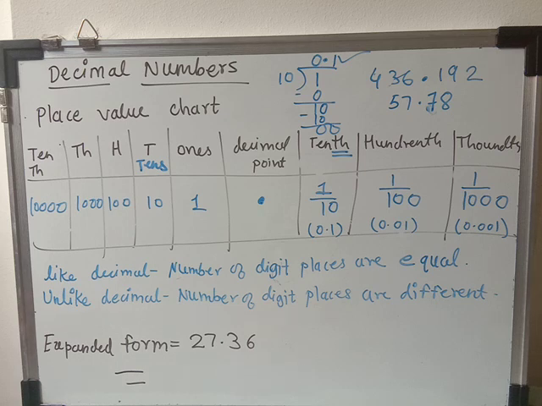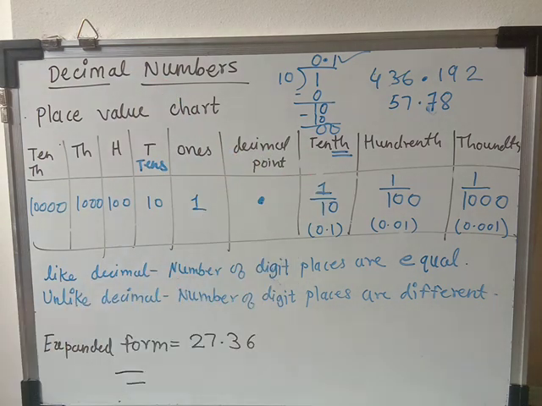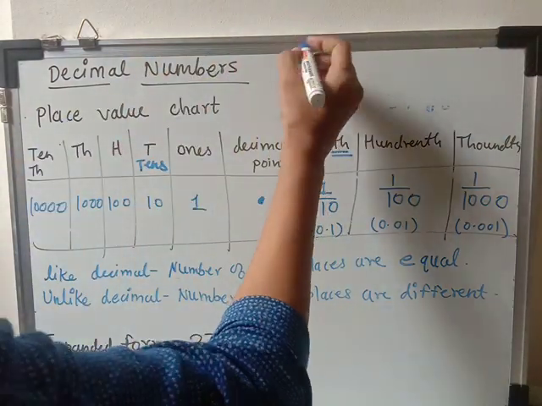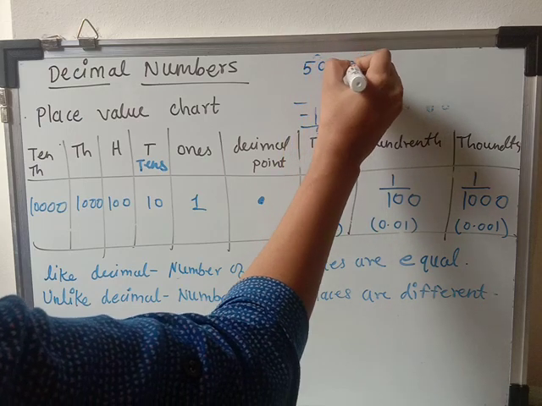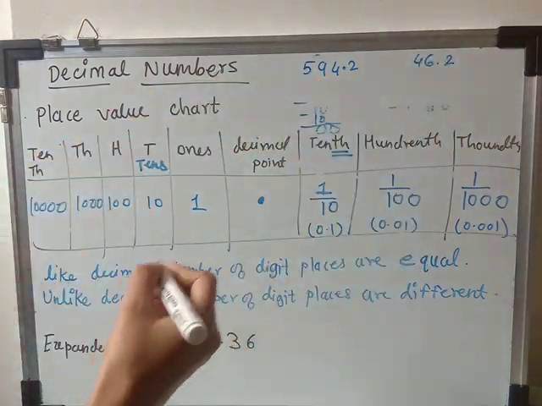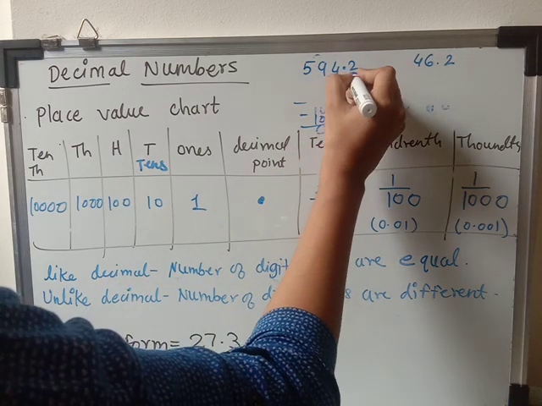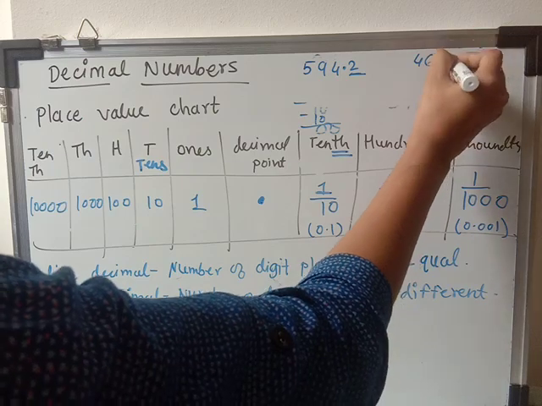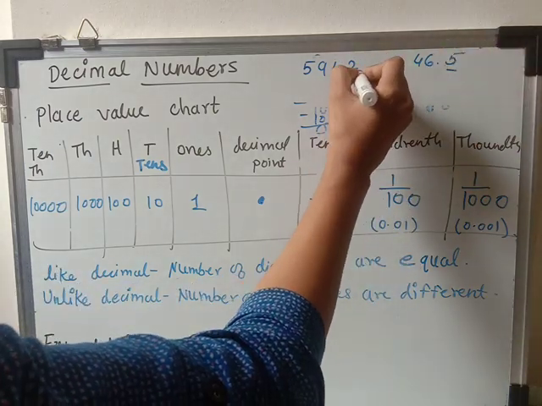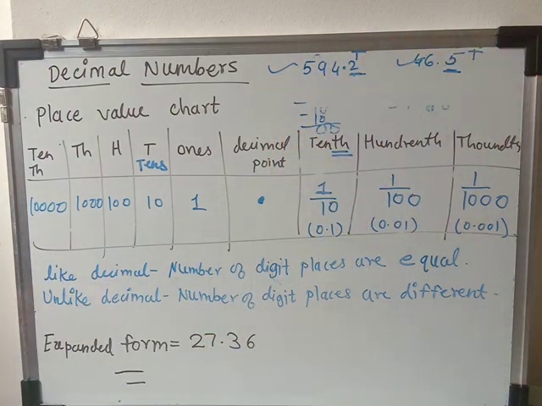Now there are two different types of decimal numbers. First is like decimals. In like decimals, the number of digit places are equal. Suppose I take two numbers, 5.942 and 4.62. Here what they are saying is that the number of decimal places are equal. Here, if I take 5.4, the place after the decimal is the same, that is tenth. That's why these decimals are like decimals.